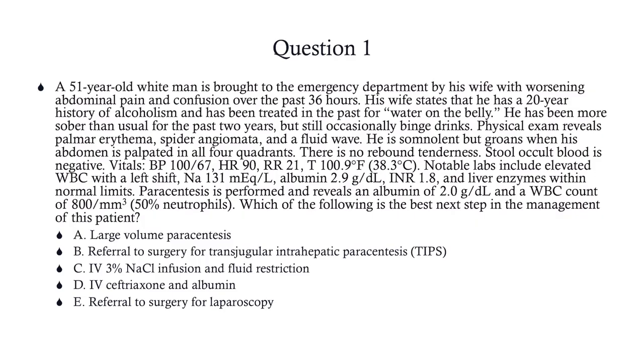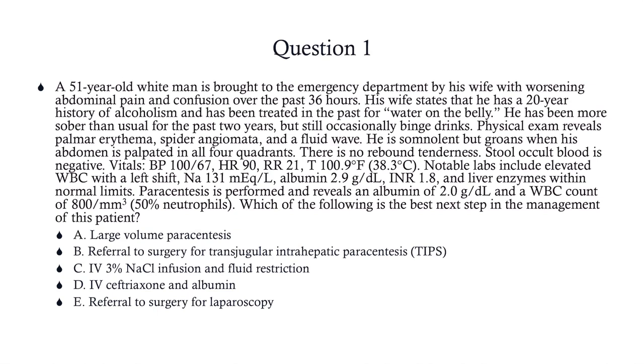All right, let's start out with this first question here. We have a 51-year-old white man who is brought to the emergency department by his wife with worsening abdominal pain and confusion over the last 36 hours. His wife says that he has a 20-year history of alcoholism and has been treated in the past for water on the belly. He has been more sober than usual for the past 2 years, but still occasionally binge drinks.